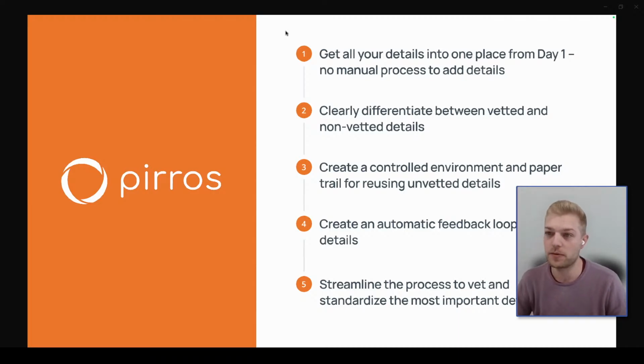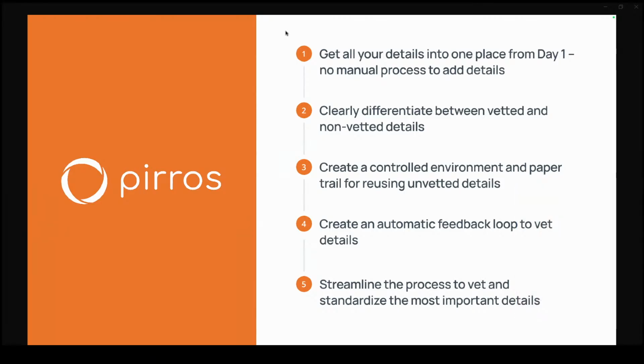And then what we're going to do is create a controlled environment and paper trail for reusing the unvetted content. So for older projects, or maybe all projects, different firms approach this different ways, you can set these projects for reference only. Now you have a little bit more control over who's using what. You can guide people to the right details within our platform, and we'll get more into this when we dive into the demo. And then a really big part of this is creating an automatic feedback loop and streamlining the process to vet and approve more details.